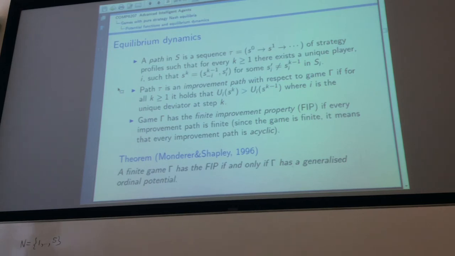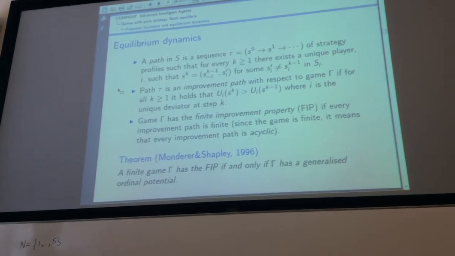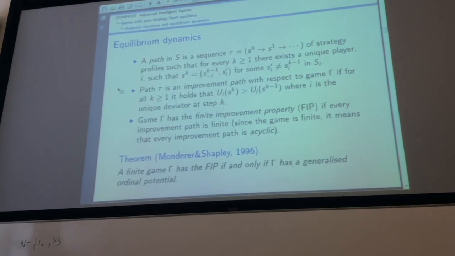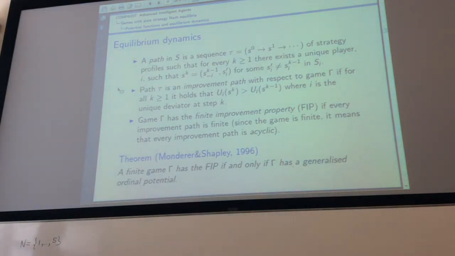improve their strategies. Okay? We play a game, I ask all the agents, is there anyone who wants to change their strategy? Yeah, I do. Please do that. Next, next, next, next. If we apply such a path in strategy profiles, the definition of a path is a sequence of profiles, so that at each step there is exactly one agent who changes their strategy.